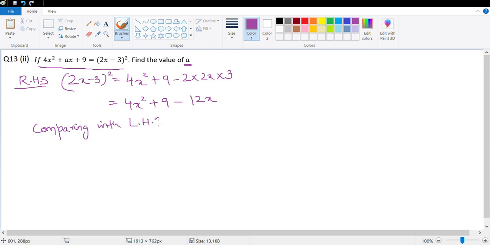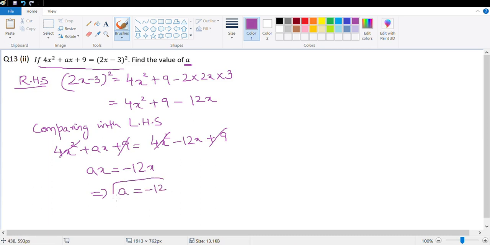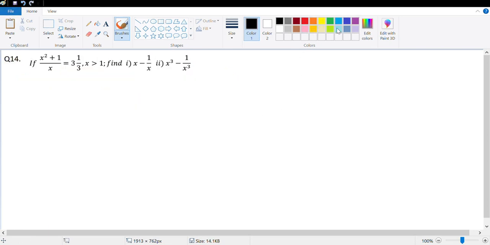LHS, what we get is 4x square plus ax plus 9 is equal to 4x square minus 12x plus 9. So which means 4x square gets cancelled, plus 9 gets cancelled, ax is equal to negative 12x, which means a is equal to negative 12. So that's the value of a which they wanted us to calculate. Very simple. You will not get these kind of questions in the exam ever.